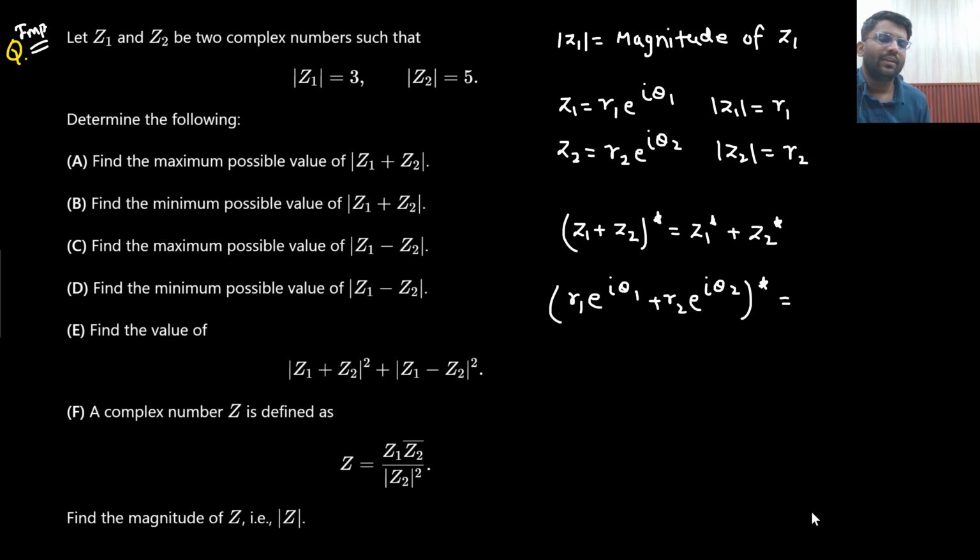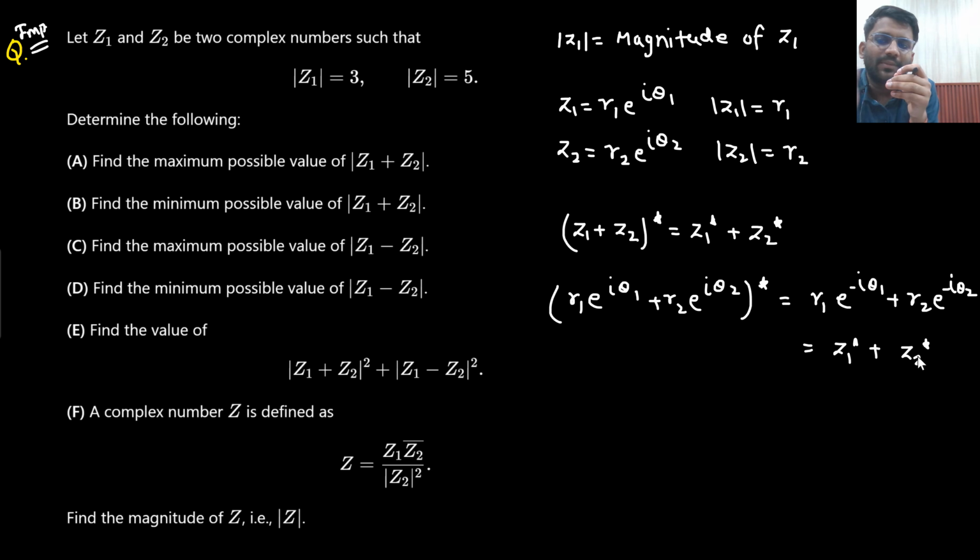What is the meaning of conjugate? Whatever number you have, in place of iota, you put minus iota. That's it. So in place of iota, I am putting minus iota. This is nothing but Z1 conjugate, and this is nothing but Z2 conjugate. Say yes or no. So the meaning of conjugate is very simple: in place of iota, you put minus iota, nothing else.